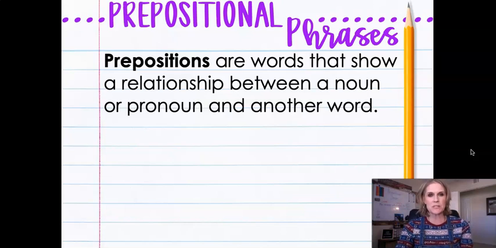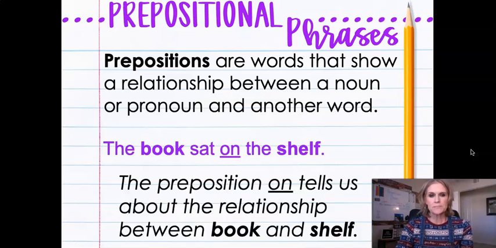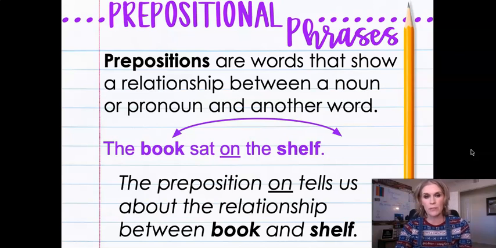Remember, prepositions are words that show a relationship between a noun or pronoun and another word. Here's an example. The book sat on the shelf. The word on is the preposition. It tells us where the book sat. Remember, a preposition tells us about the relationship between book and shelf. They act like a bridge, giving us those details and telling us more about the book and the shelf. The book sat on the shelf.